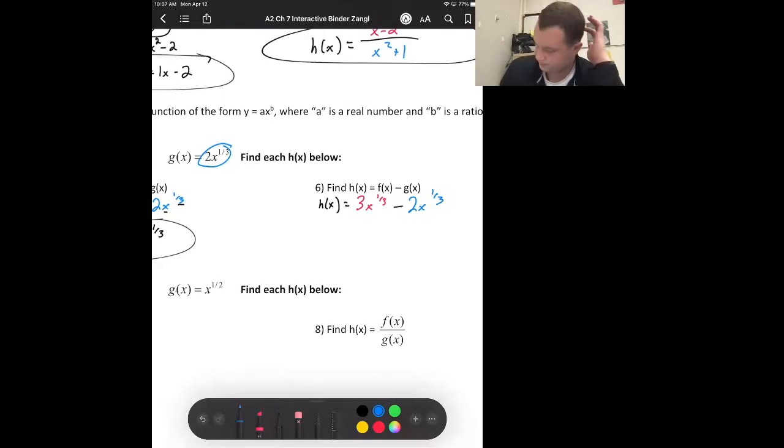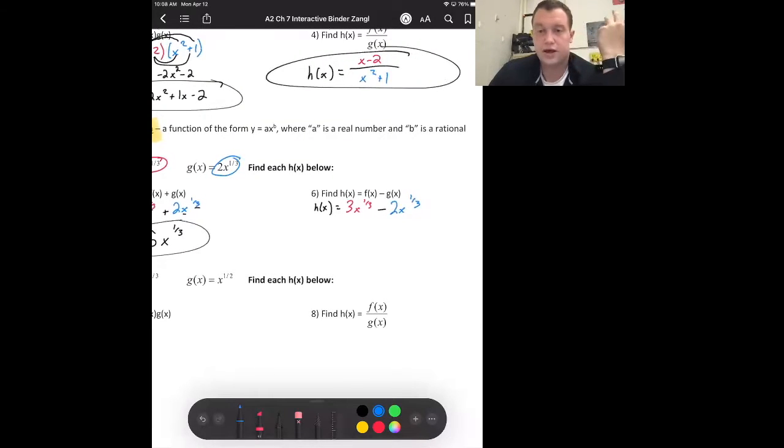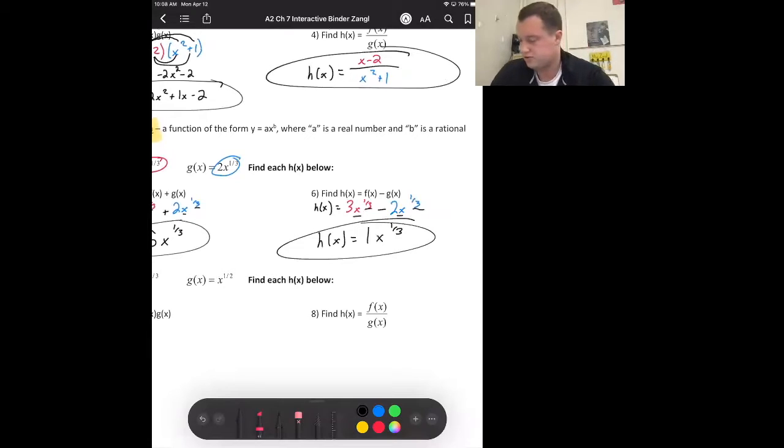Right now, again, these are like terms, so I'm just going to subtract 3 minus 2. They're like terms because they both have the x and the 1/3. So 3 minus 2 will give me 1x to the 1/3 power. And right now, this is going to be our final answer.